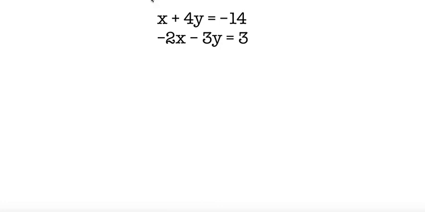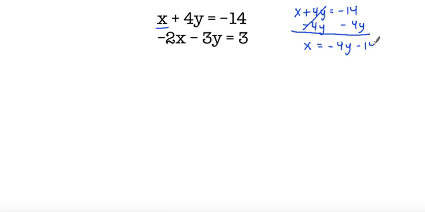So what we can do is we could rewrite one of these equations so that either x or y is by itself. And since the first one is x plus 4y is equal to -14, it's a lot easier to get this x by itself. So x plus 4y is equal to negative 14. If we want the x by itself, we have to subtract both sides by 4y. So x is equal to, we can't combine these, so we're just going to have to rewrite it. So x is equal to negative 4y minus 14, or negative 14 minus 4y.